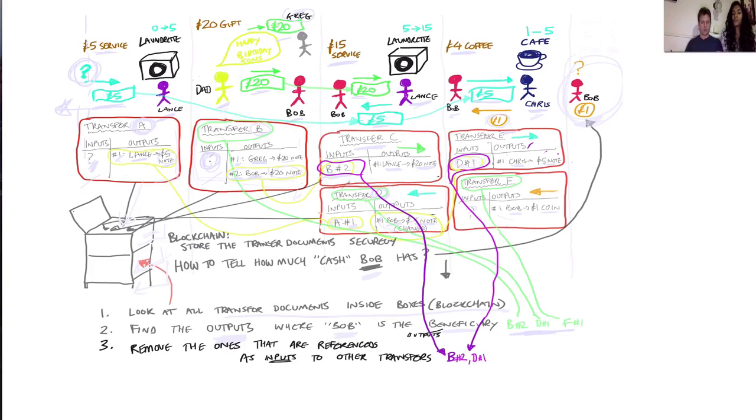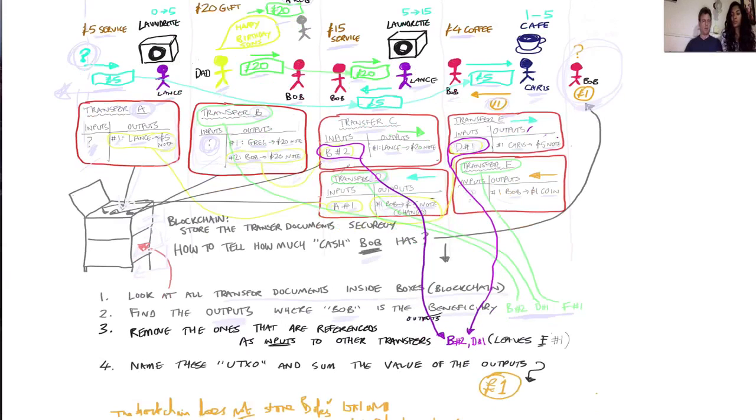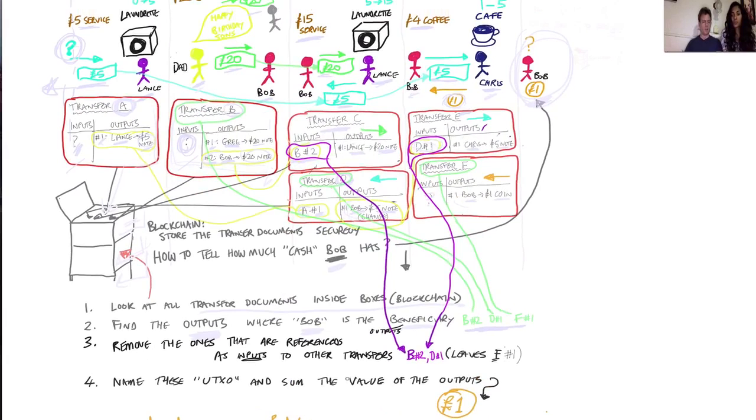So what we then do is name these things, because this is a very, very important term in Bitcoin. Let's get used to this term. The one remaining is F, number 1. So F is the only unspent transaction output. Let's call it UTXO. If you just burn that into your brain, you hear it all the time. UTXO is unspent transaction output.